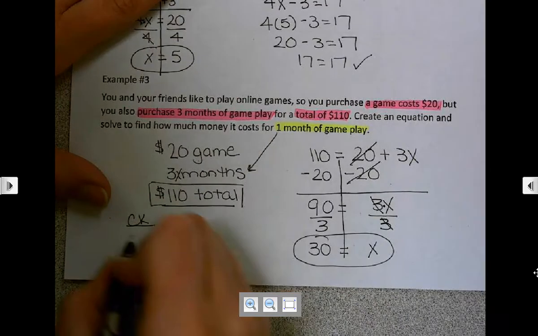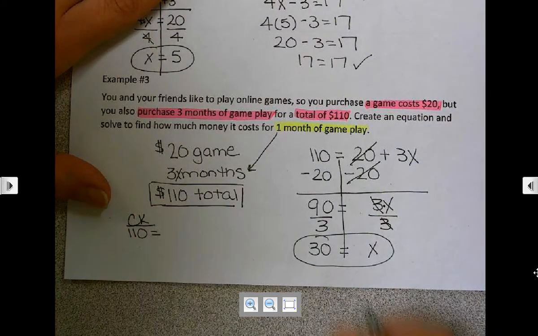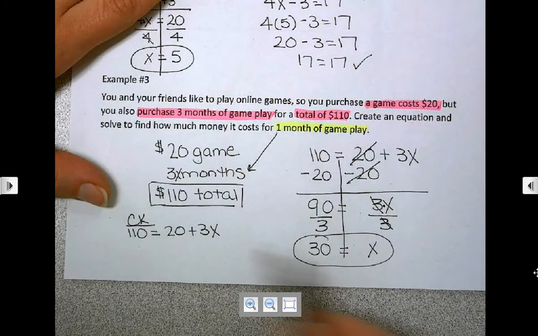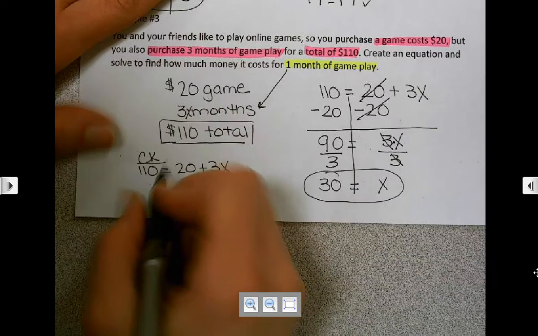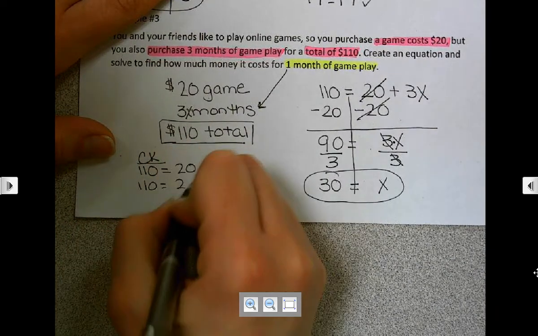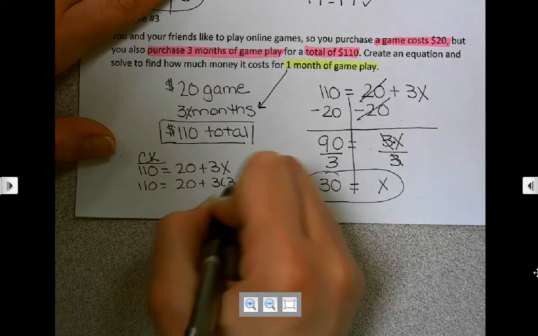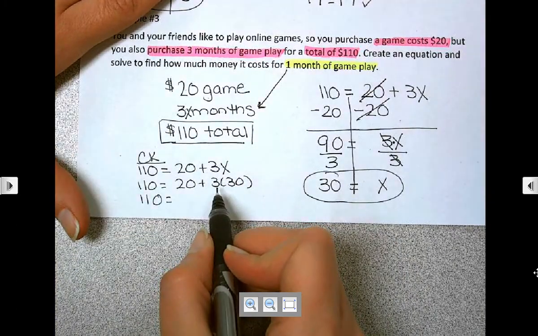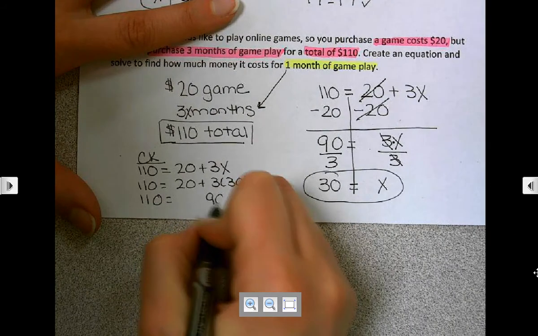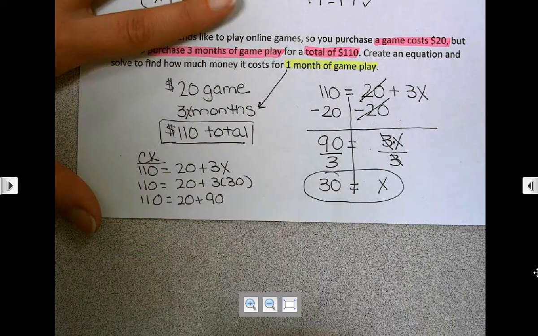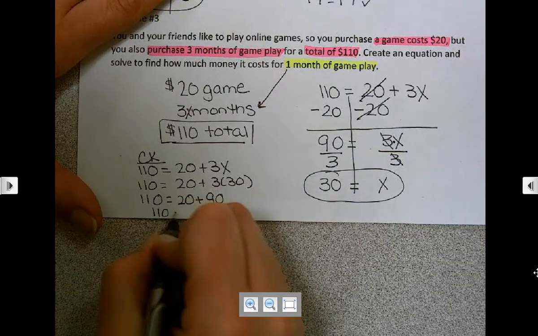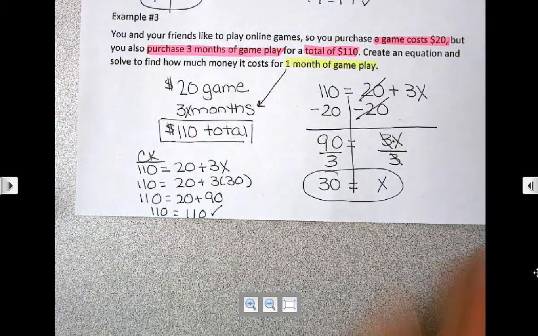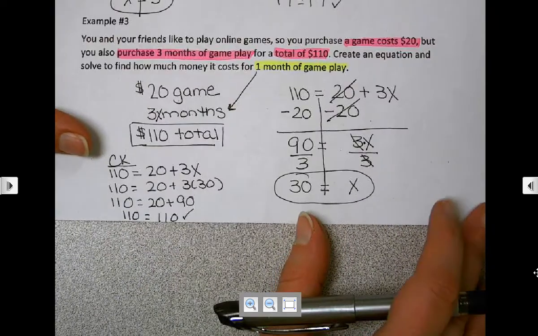Oh, I'm running out of room, guys. We rewrite the original problem and then replace the x with the value of 30. 20 plus 3 times 30. Order of operations states that we have to do the multiplication first. 3 times 30 is 90. 20 plus 90 is 110. We checked.